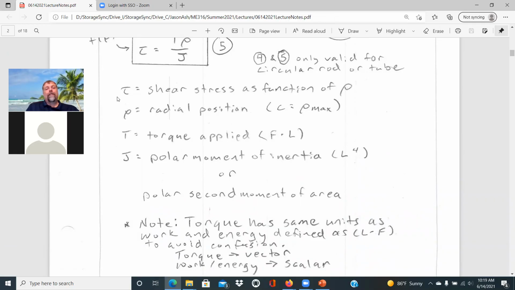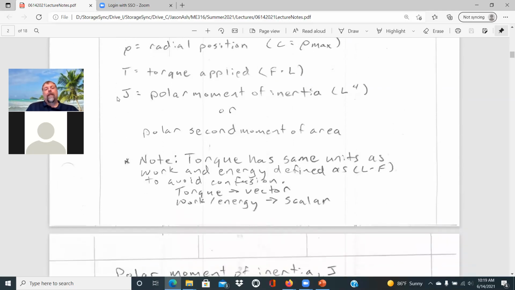Torque, or T, is the torque applied, a unit of force times length. And J is that polar moment of inertia, also called polar second moment of area, but it has units of length to the 4th power, so inches to the 4th, millimeters to the 4th, that type of thing. And then one thing, just to avoid being confused upon that, is that torque does have the same units as work and energy.